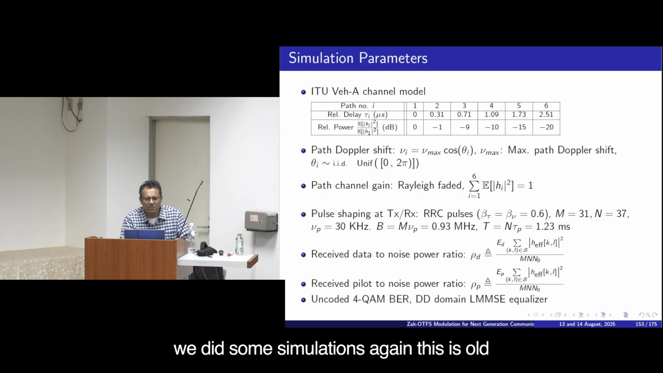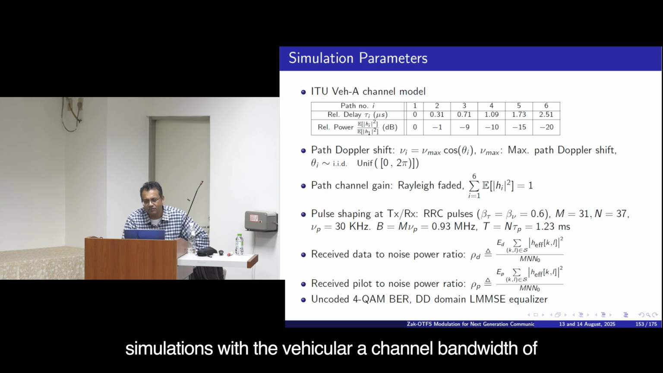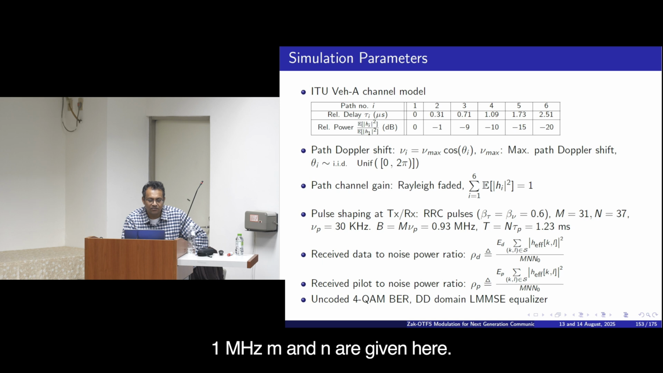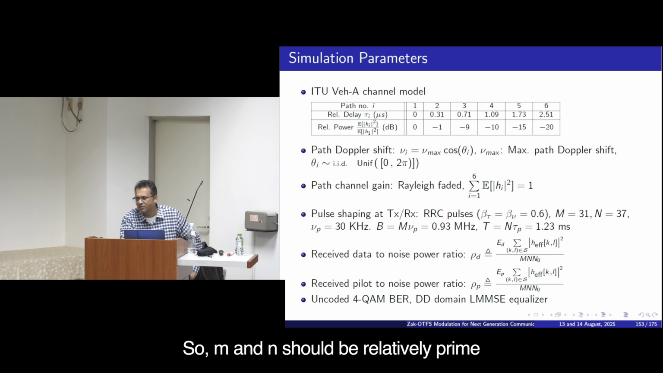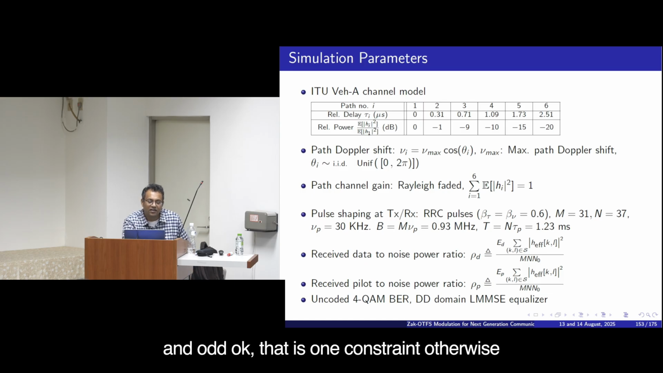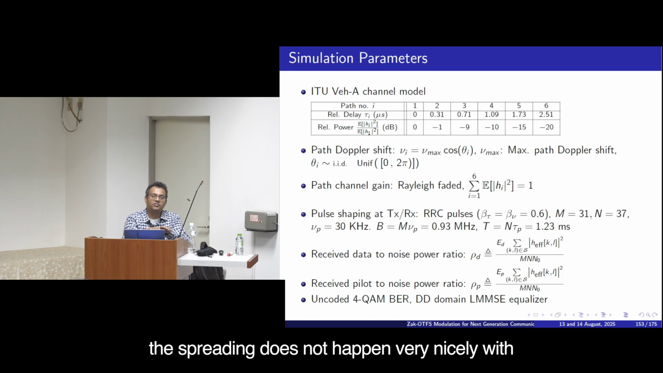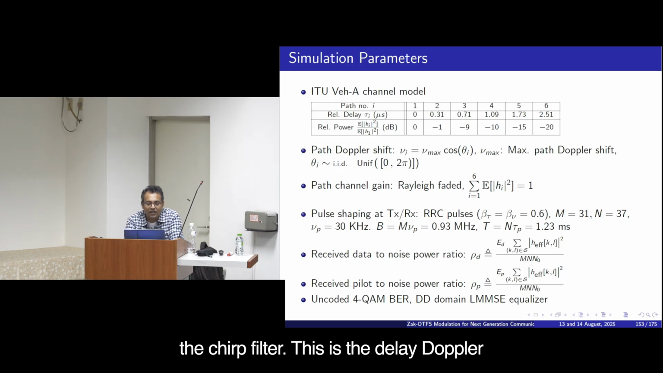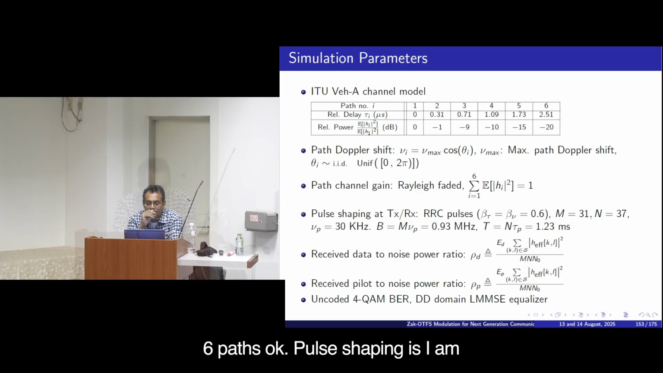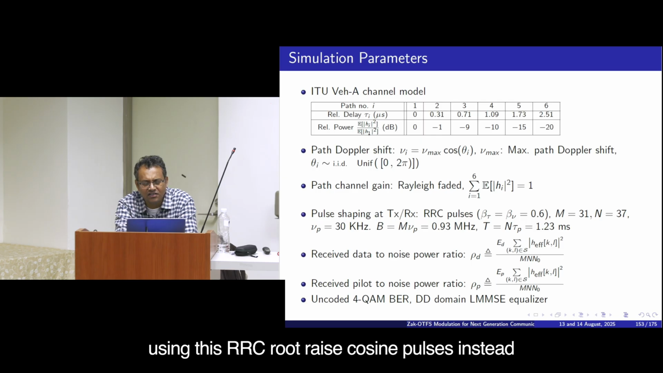And we did some simulations, again this is old simulations with the vehicular A channel, bandwidth of 1 megahertz, M and N are given here. So, M and N should be relatively prime and odd, okay. That is one constraint, otherwise the spreading does not happen very nicely with the chirp filter. This is the delay Doppler profile, 2.5 microseconds of delay. There are 6 paths, okay. Pulse shaping, I am using this RRC, root raised cosine pulses, instead of sinc.